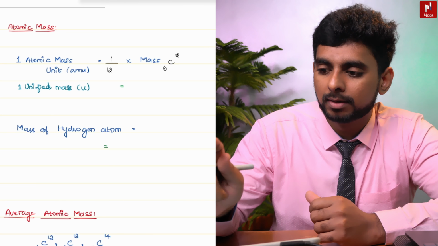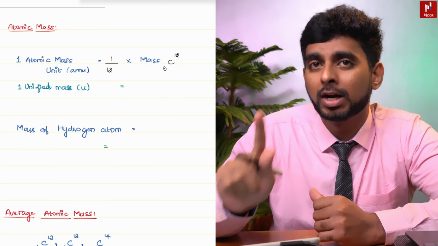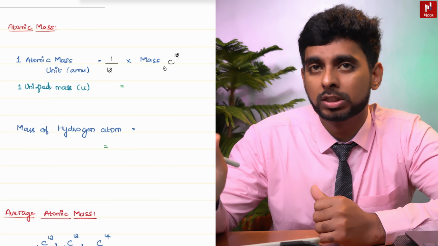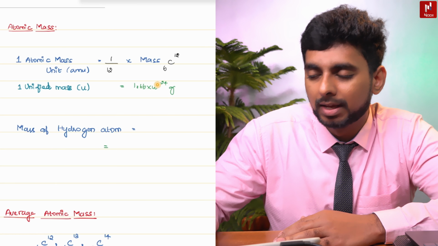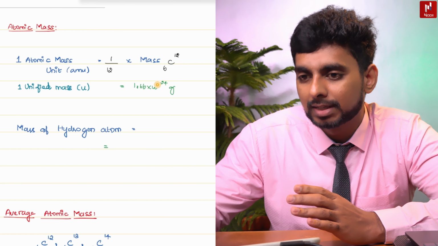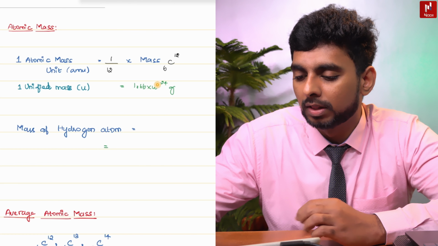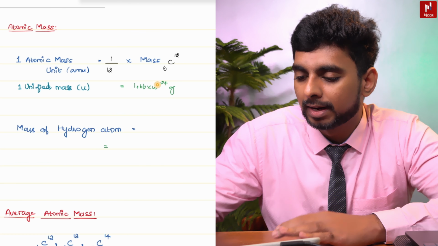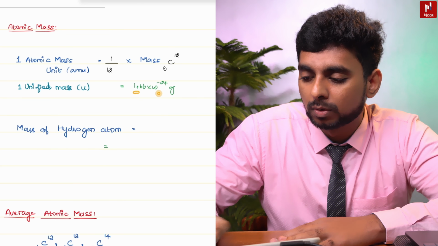When you divide it by 12, you'll get one atomic mass unit, which is approximately equal to 1.66 into 10 power minus 24 gram. So it should be clear. If it was in kg, then it would be 10 power minus 27. So we took one carbon atom, divided it by 12, and that value was equal to 1.66 into 10 power minus 24 gram.